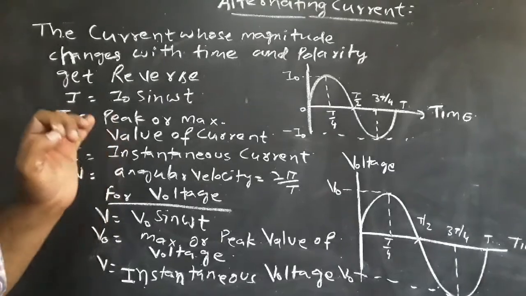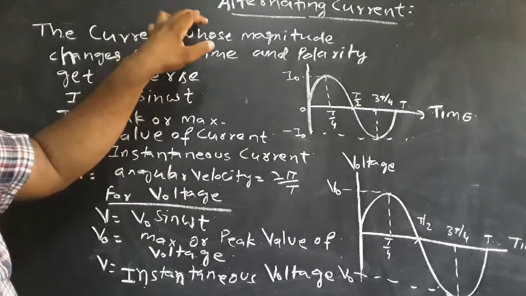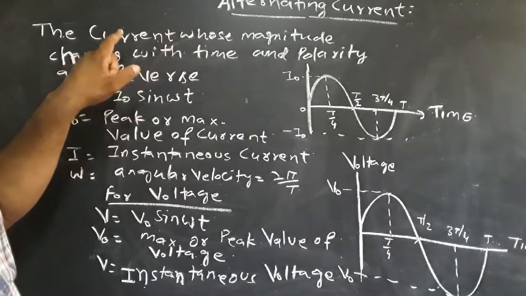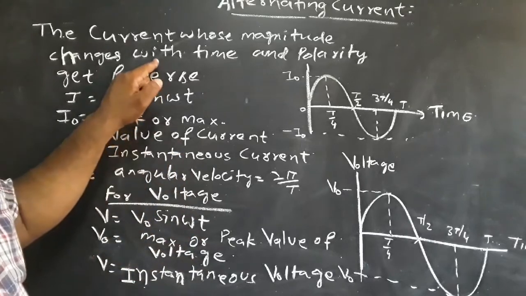Today we will start alternating current. What is alternating current here? The current whose magnitude changes with the time and the polarity gets reversed.